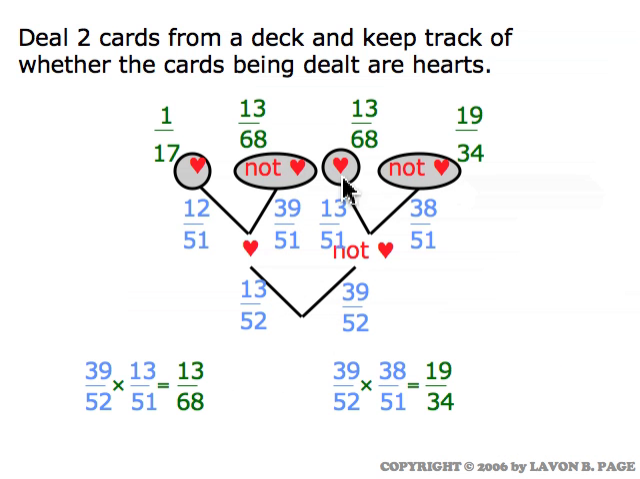Similarly, we can do the remaining two cases. The probability the first card is not a heart and the second one is would be 39 over 52 times 13 over 51. And the probability of this far right outcome would be the product of the two numbers on the branches that lead up to that outcome: 39 over 52 times 38 over 51.